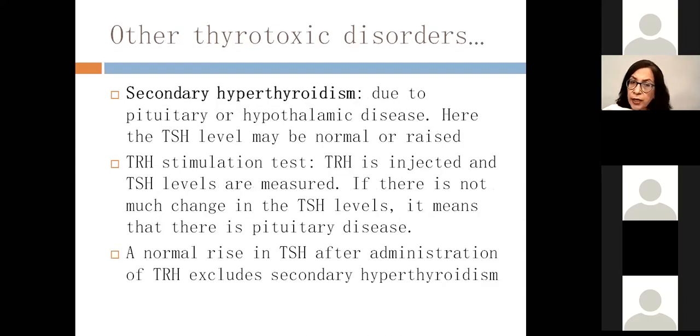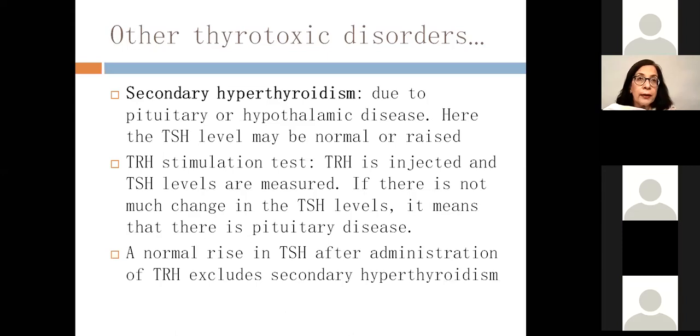Now, for secondary hyperthyroidism, what do you do? If it is due to pituitary or hypothalamic disease, here the TSH level will be normal or raised. Now an increase of TSH causes an increase of thyroid hormones. So, but here they are saying the TSH may be normal or raised. Why normal?